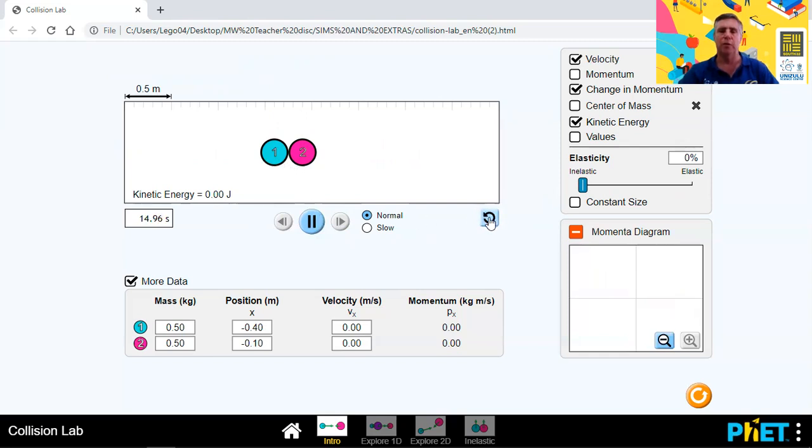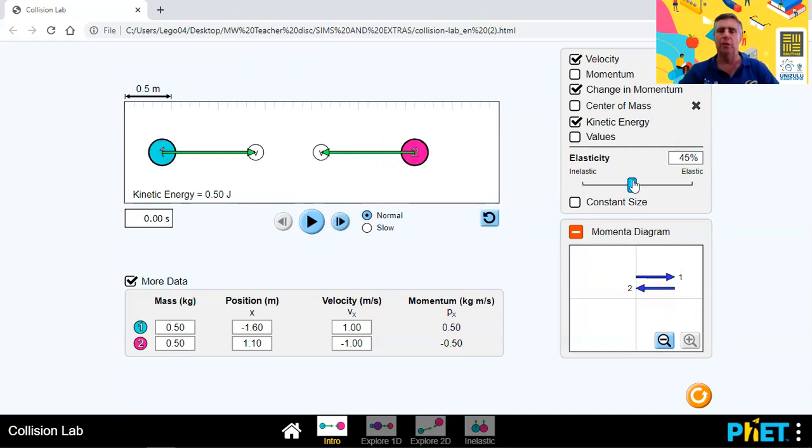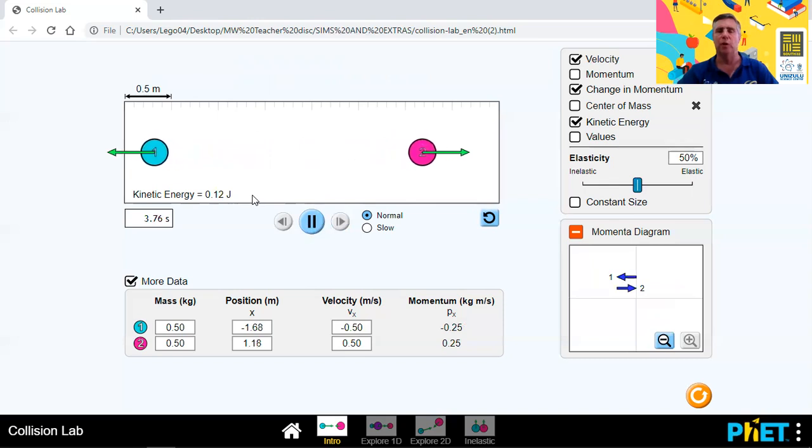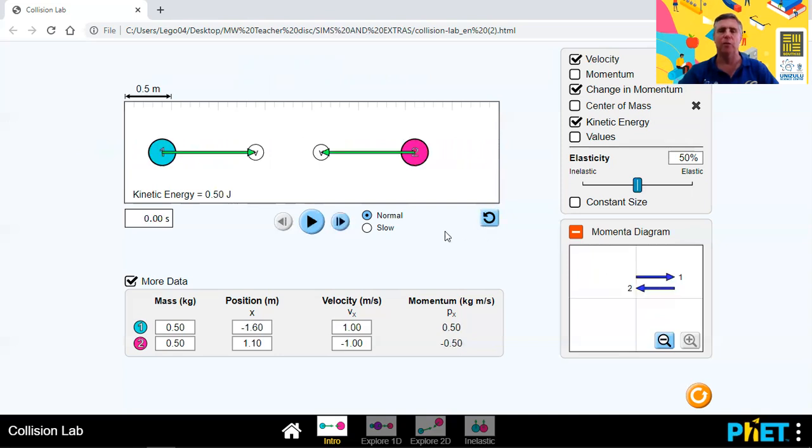Now, of course, as we said, usually in the real world, collisions are maybe about half-half, depending on the materials, 0.5 joules of kinetic energy before and 0.12 joules afterwards. So a lot of kinetic energy was lost in that particular collision, but momentum was still conserved.